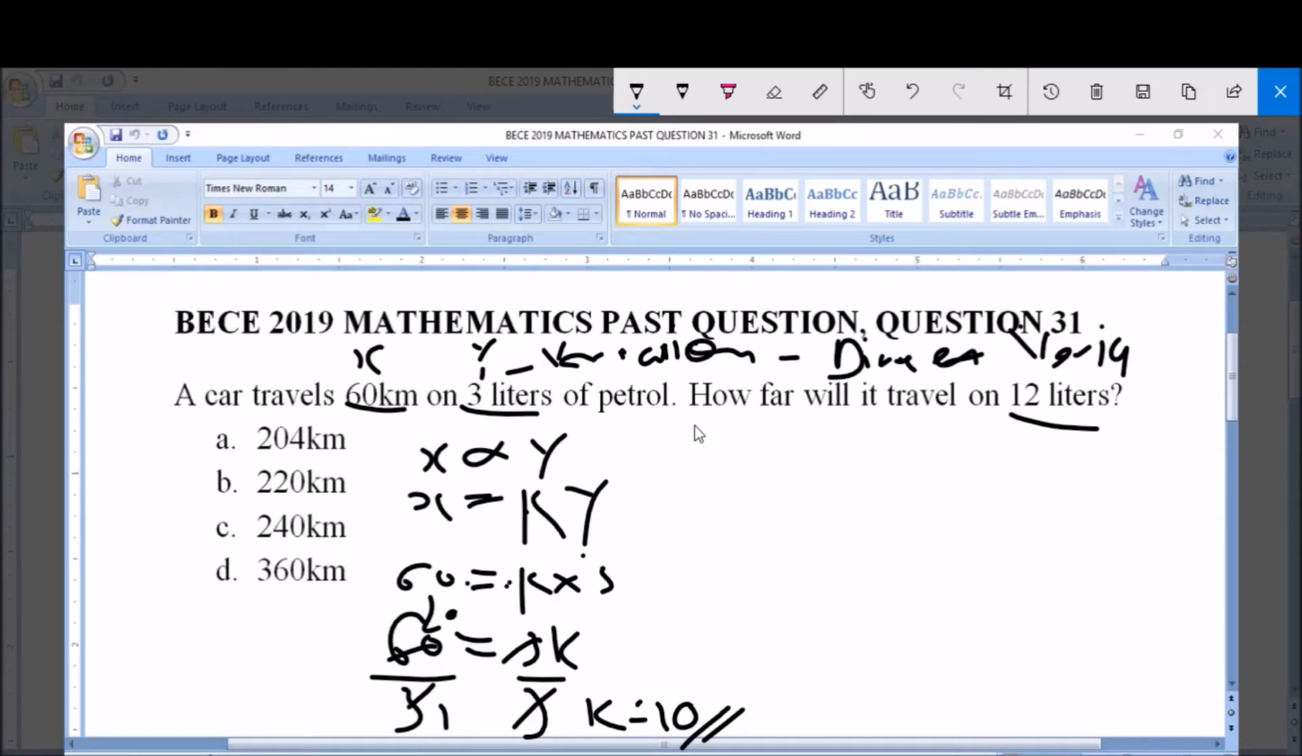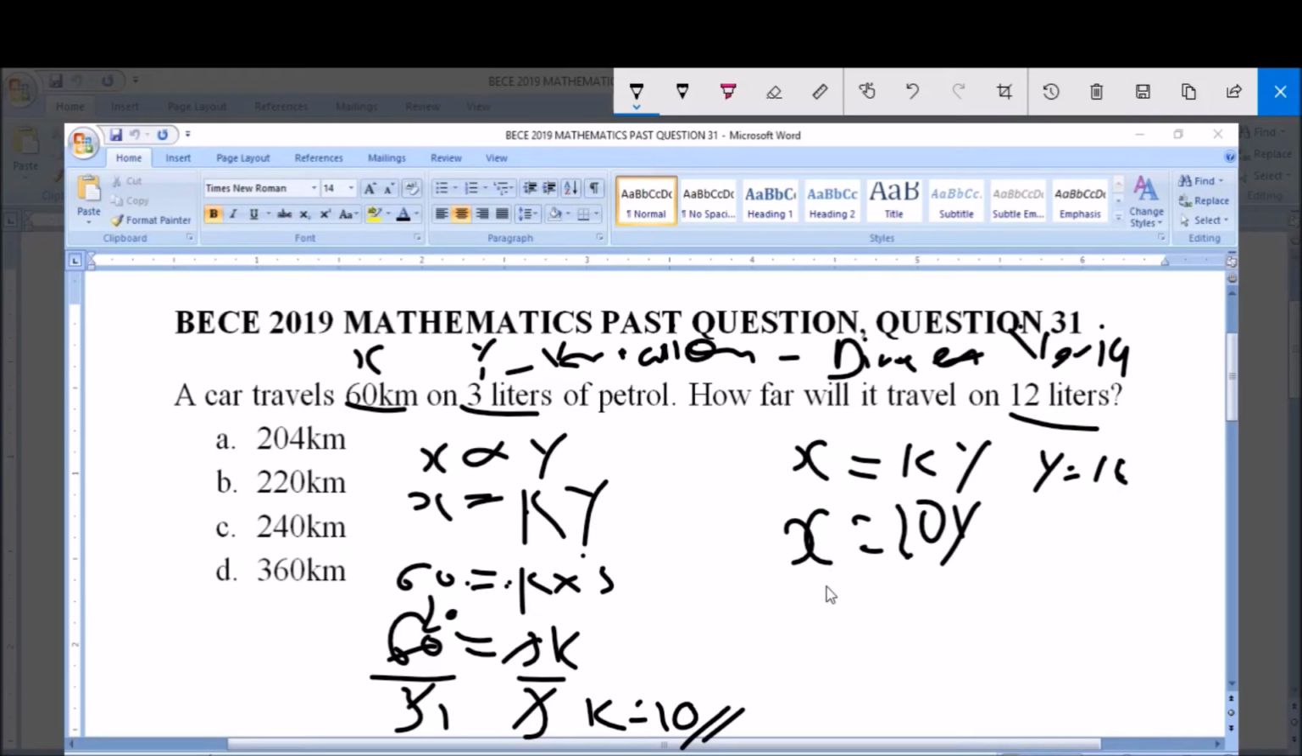Now the other part of the question says, how far will it travel on 12 liters? Our distance in kilometers is expressed by X, and the number of liters of petrol is expressed by Y. And we already have our constant, which is 20. So to find the distance traveled by 12 liters of petrol, using the same formula, X is equal to K times Y. Our K is already the constant, which is 20. So we have that X is equal to 20Y. X is the distance in kilometers which we are looking for, and Y is the number of liters of petrol, which is 12.